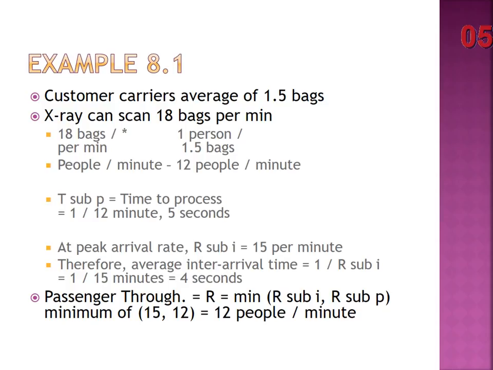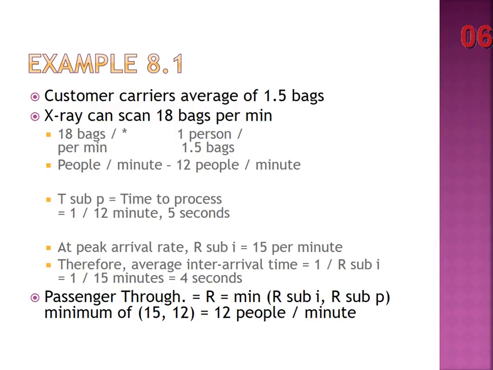So 12 people per minute is going to be the time to process, or excuse me, it's going to be the processing rate, right? Because it's people per minute, that's the rate. To get to the time to process, we take the inverse, which is then how many minutes per person, okay? And so 1 over 12 minutes says that we can do 1 every 5 seconds.